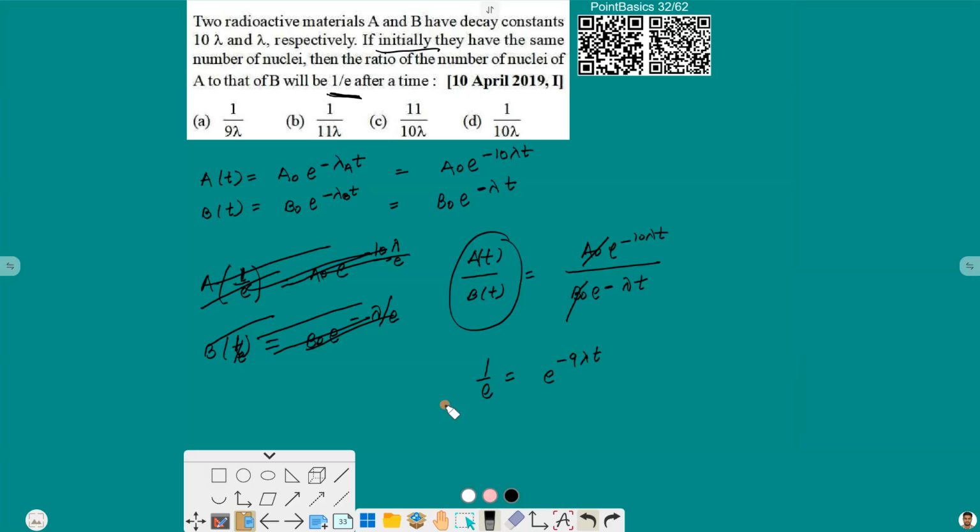Now let us take logarithm. So that will be ln 1 minus ln of e, that is minus 9 lambda t. This will be 0, this will be 1. So 1 is equal to 9 lambda t, and from this time is 1 by 9 lambda. So option A is the right answer here.